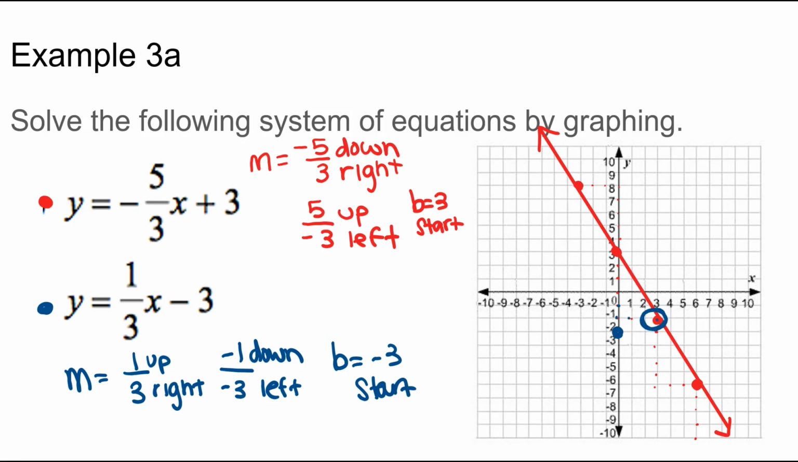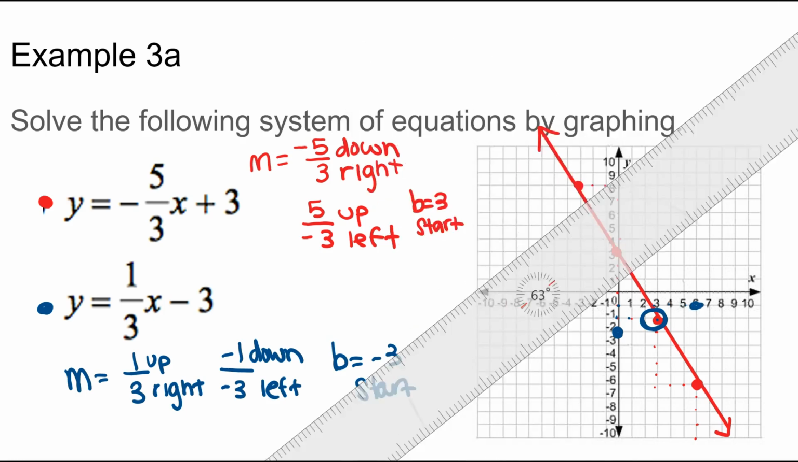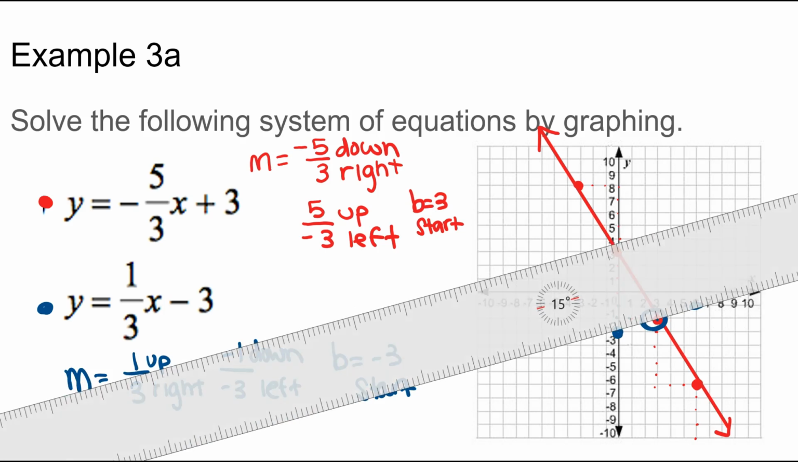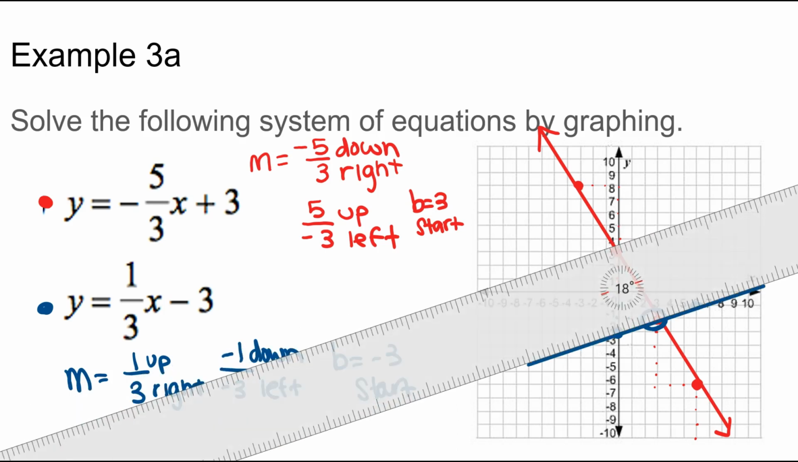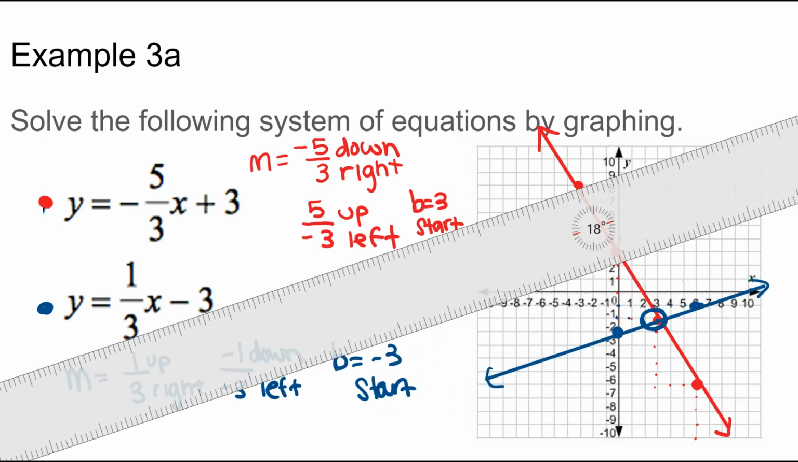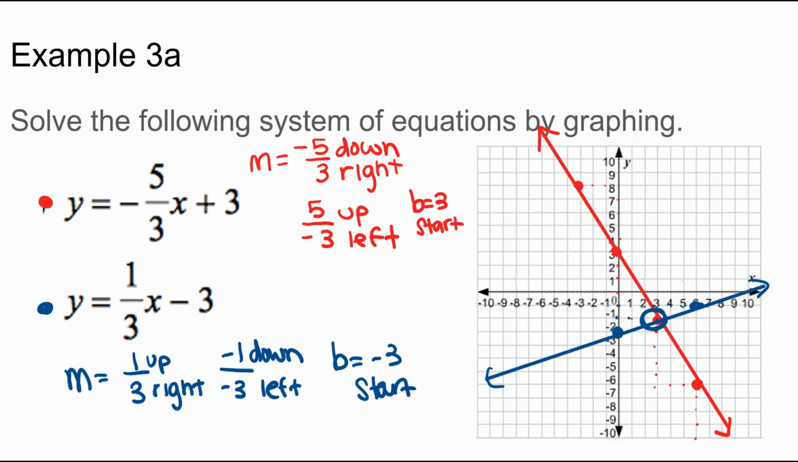Boom. I have my solution. I'm going to circle it really big. That is the answer. I'm just going to graph a couple more dots. Up 1, right 1, 2, 3. And then I'm going to grab my ruler, connect those just to finish the graph. But the answer here is going to be 3, negative 1, 2.